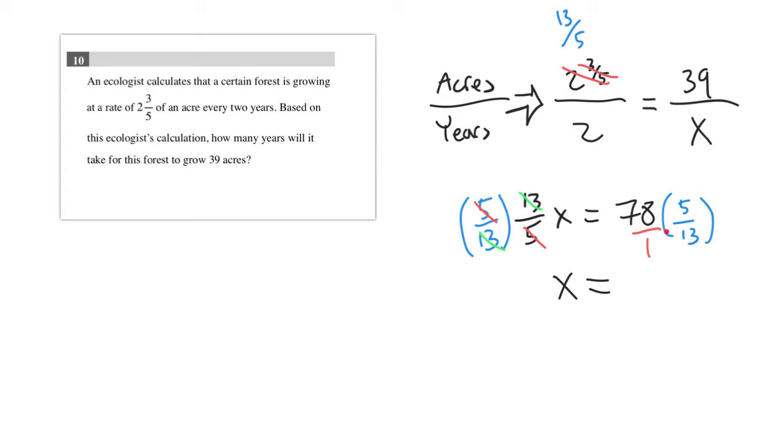There's also a possibility that there could be a cross cancellation here as well, but I don't know if there is, so I'm going to go ahead and just use my calculator. 78 times 5 divided by 13, and let's find out what that is. Okay, so that turns out to be 30. So there probably was a cross cancellation that could have taken place there. So good stuff. I guess 13 times 6 would give us 78. So x equals 30. In other words, it would take 30 years for there to be 39 acres. So hopefully that process makes sense.